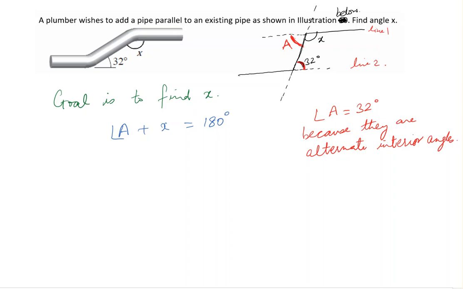From here we get 32 degrees plus x is equal to 180 degrees, and our x would be 180 degrees minus 32 degrees. So our x would be 148 degrees. So the measure of the missing angle x is 148 degrees.